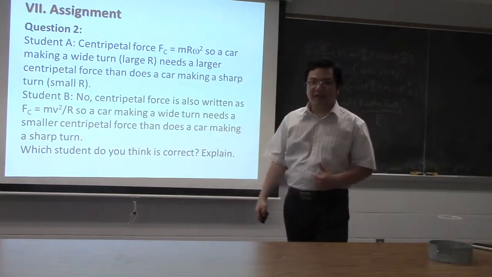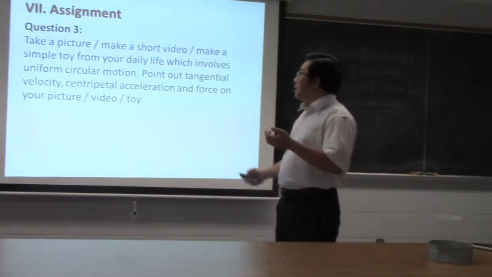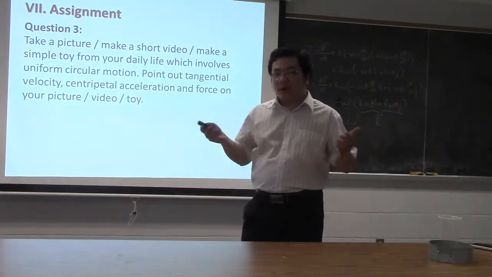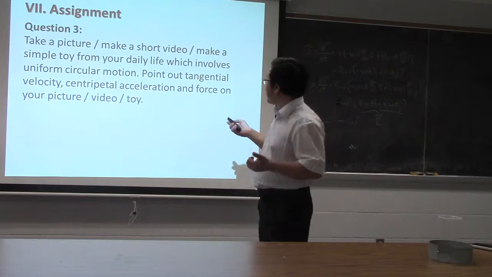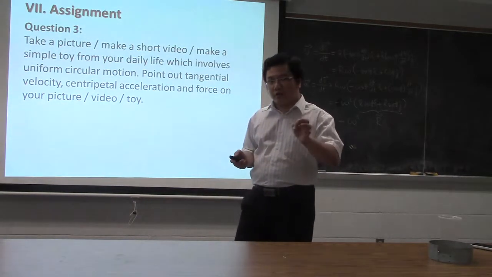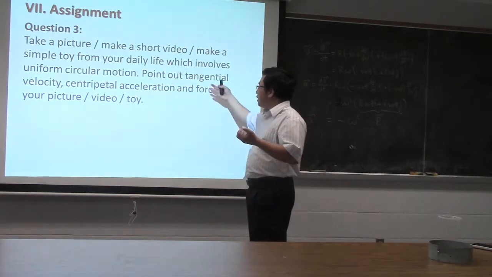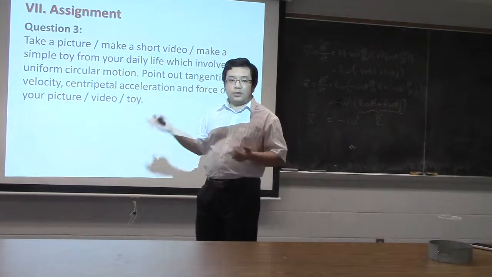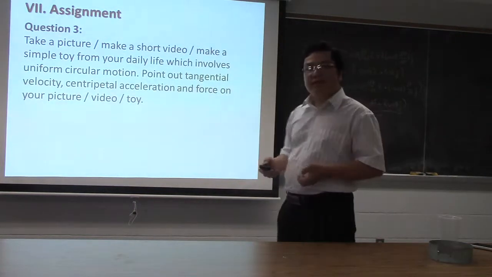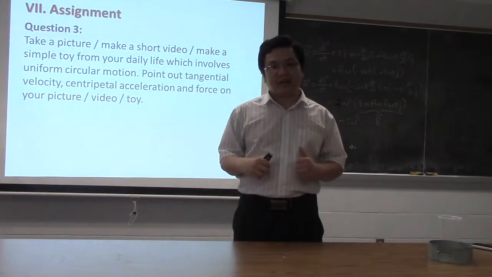Explain your reasoning. And the third task for you to do at home is to take a picture or make a video or make a toy from your everyday life which involves uniform circular motion, and point out on your picture, on your video, and on your toy the direction, the tangential velocity, the centripetal force, and centripetal acceleration. And please do those tasks on a separate sheet of paper and turn it in to me in the next class.